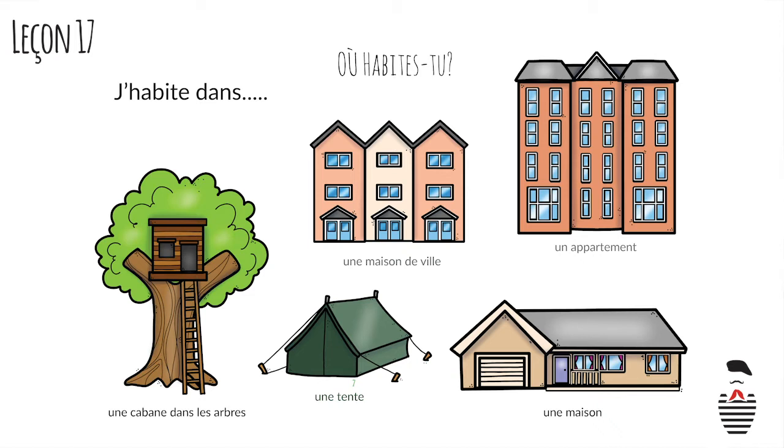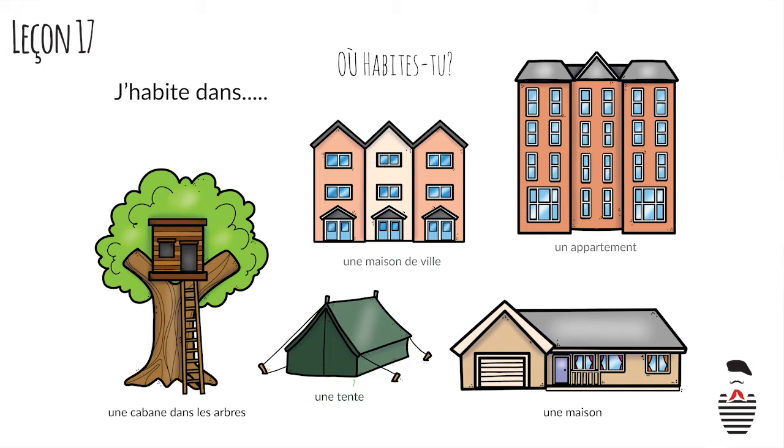Then I live in an apartment. J'habite dans un appartement. I live in a tent. J'habite dans une tente. And I live in a house. J'habite dans une maison.